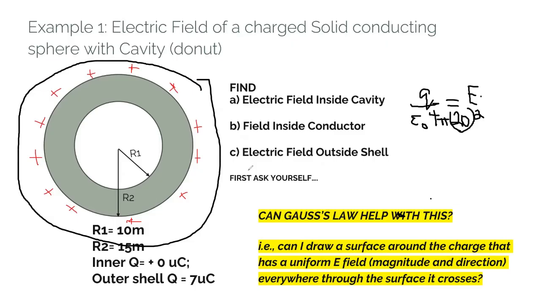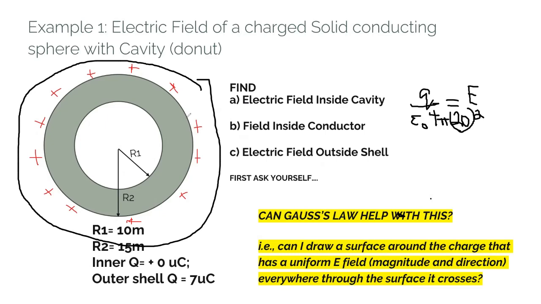So the cosine of 0 equals 1. All right, this is why we have such a simple formula for this situation. Now, what about inside the conductor? So we're going from C to B now. Let's pick a radius inside. Why don't we pick 12 meters?